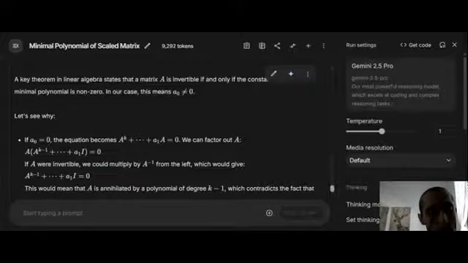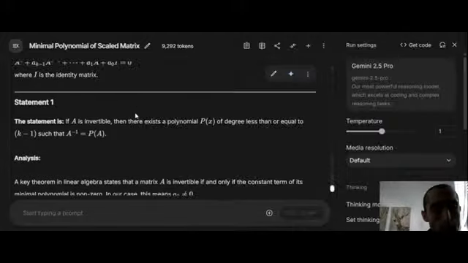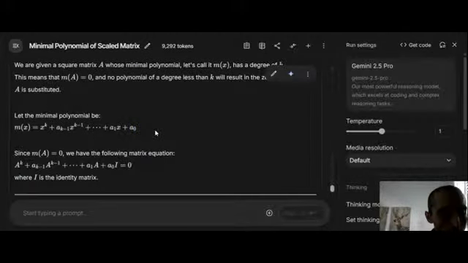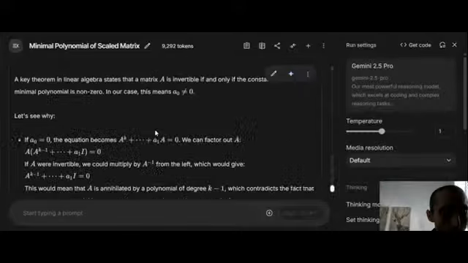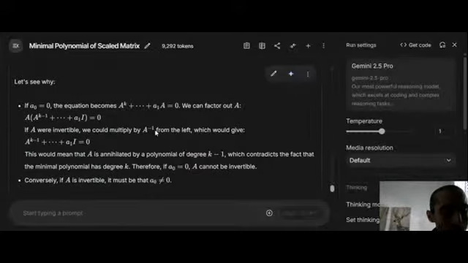What we're going to do is look at the constant term of the polynomial. Let's look at how it looks. This is the general form, and this is the constant term. We say that if A is invertible, it must be that this constant is not zero. Because if a0 is zero, you can look at the equation like this. Since the constant term is zero, you can take out A and you get this equation.